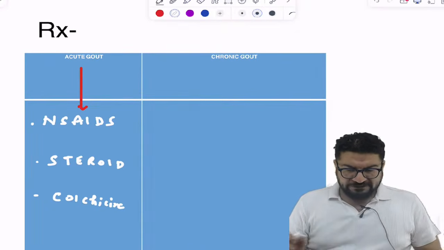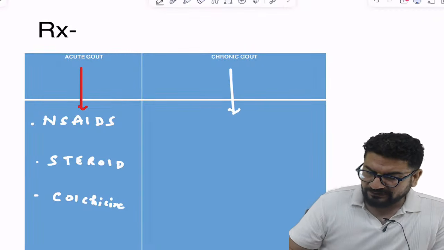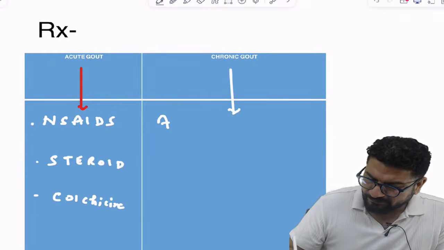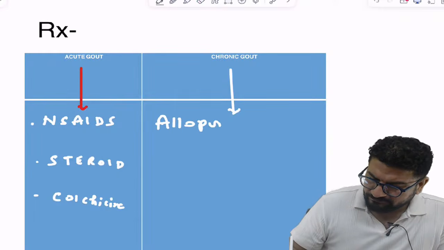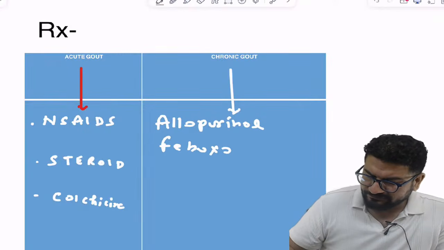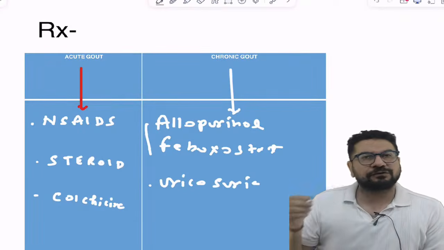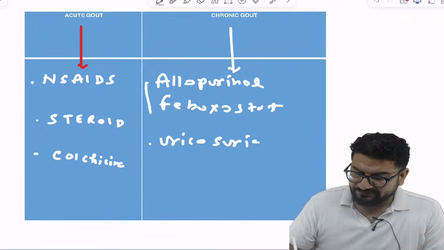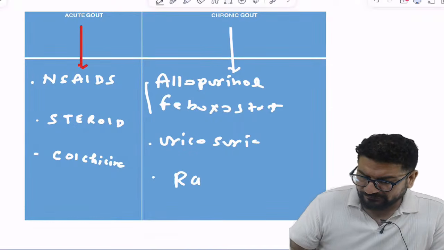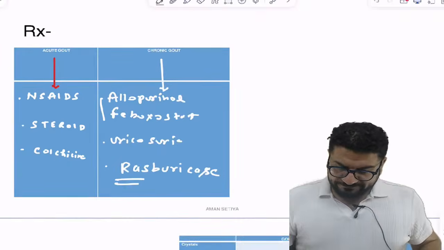In chronic gout, understand, we have to remove the uric acid. For this we can use a xanthine oxidase inhibitor like allopurinol, or we can use febuxostat. Sometimes we can use uricosuric drugs, like sulfinpyrazone, benzbromarone, probenecid. The last option, understand this thing: in case of refractory gout or gout due to tumor lysis syndrome, we use rasburicase. So these are the management of chronic gout.